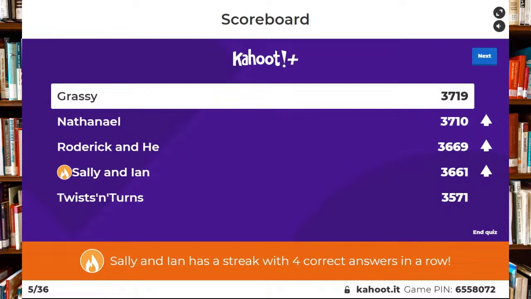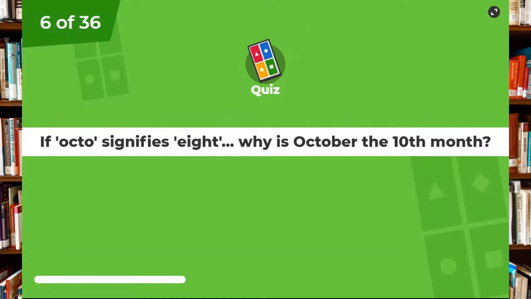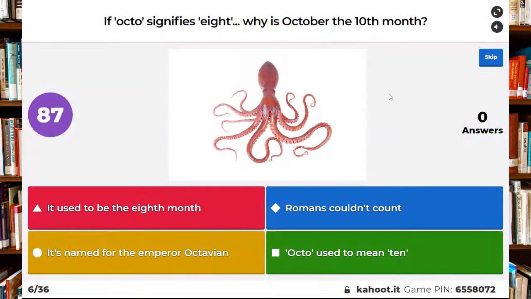It's not particularly difficult, but it's my favorite question because it's something that you don't think of, and it's all to do with the number 8. So generally speaking, the prefix oct, like octopus, octagon, octogenarian, means 8. But if that's the case, and you get double points for this one, why is October the 10th month? So it should be the 8th, surely. So maybe it used to be the 8th month? Is it because Romans couldn't count? Is it because it's named for the Emperor Octavian? Or did octo actually used to mean 10, and they've changed it around that way? So why is October the 10th month if oct or octo means 8?